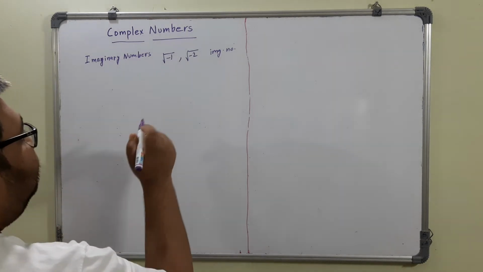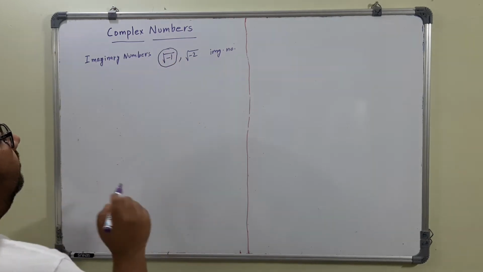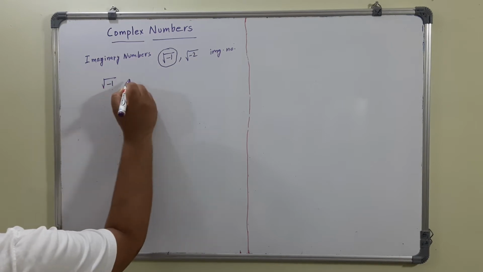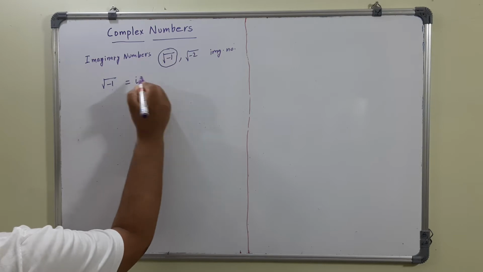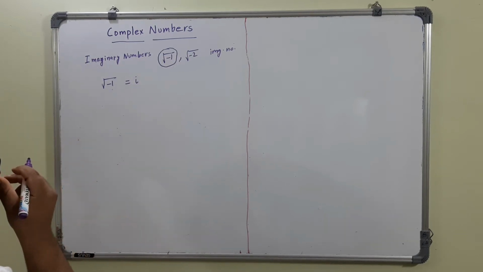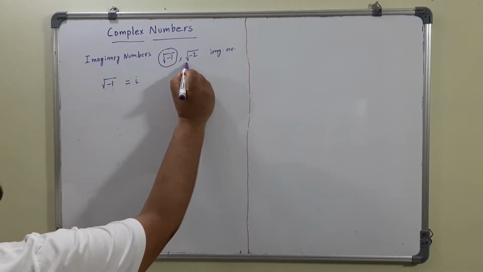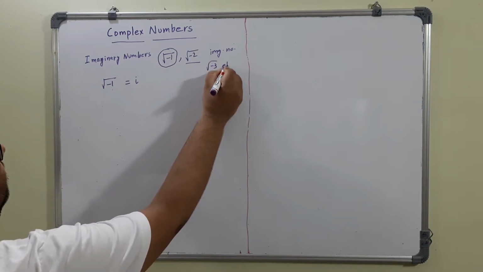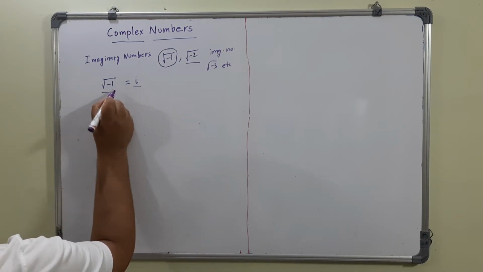So there is something special about this number. This is the square root of -1. This is very special because it is called iota, i. This is a very special number because all numbers such as this one, the square root of -3, etc. can be formed using this i, which equals the square root of -1.